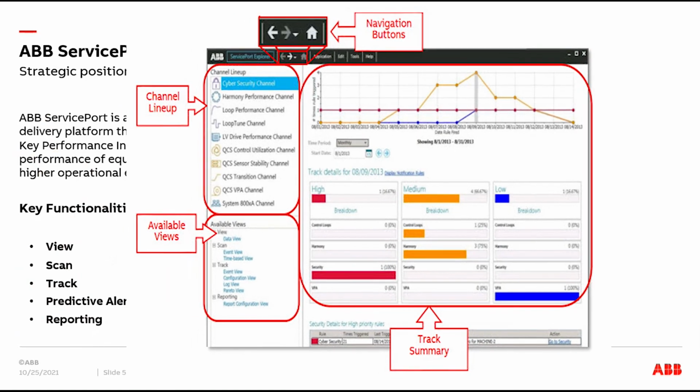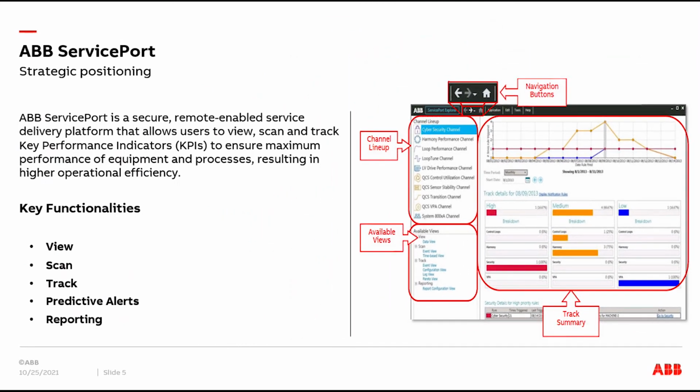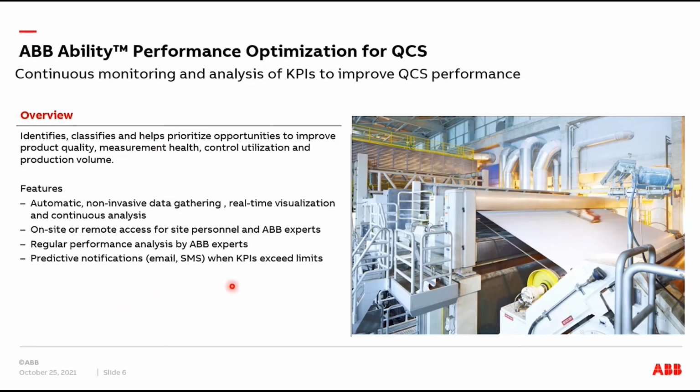This is the Service Port. A Service Port is a secure, remote-enabled service delivery platform that allows users to view, scan, and track key performance indicators to ensure maximum performance of equipment and process, resulting in higher operational efficiency. The key functionality of the Service Port is view, scan, track, predictive alerts, and reporting. We will have a look at each functionality one by one in the coming slides as well as in the demo.